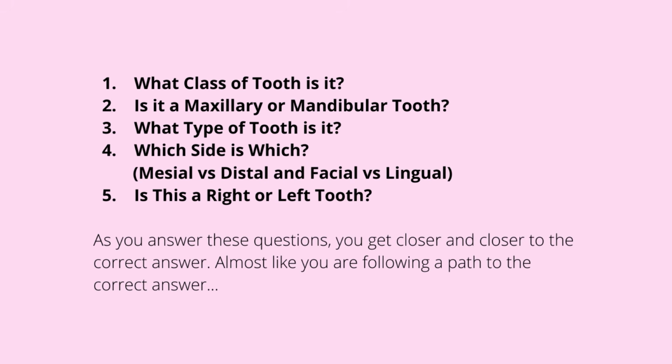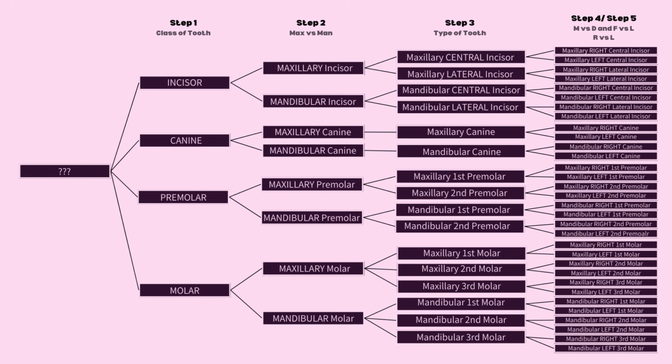As you answer these questions, you'll get closer and closer to the correct answer, almost like you're following a path to the correct answer. Almost as if you're following this little decision tree. You'll take your tooth, you'll ask question 1, what class of tooth? Step 2, maxillary or mandibular. Step 3, what type of tooth? And step 4 and 5 help you figure out if it's right versus left.